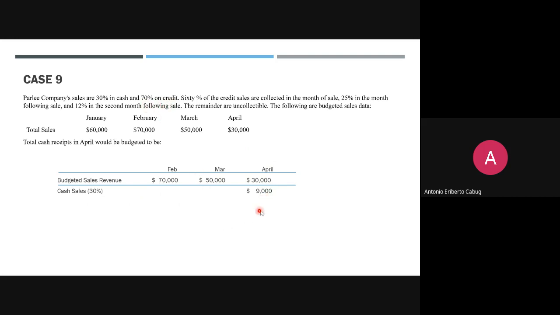70% on credit, meaning hindi muna magbabayad yung customer, mangungutang muna si customer. So credit sales is 70%. Of the 70% credit sales, 60% are collected in the month of sale. 30,000 times 70% is 21,000. 60% of 21,000 will be collected in the same month, April. That would be 12,600. 30K times 70% times 60%.